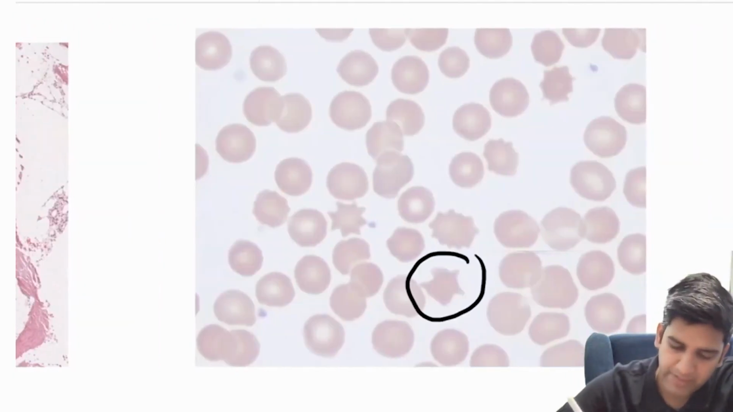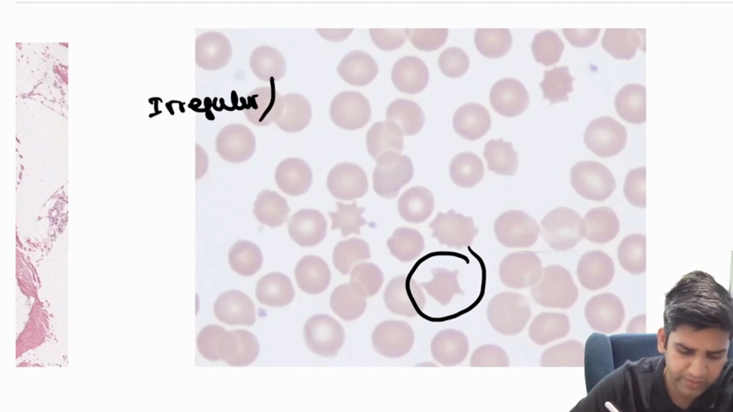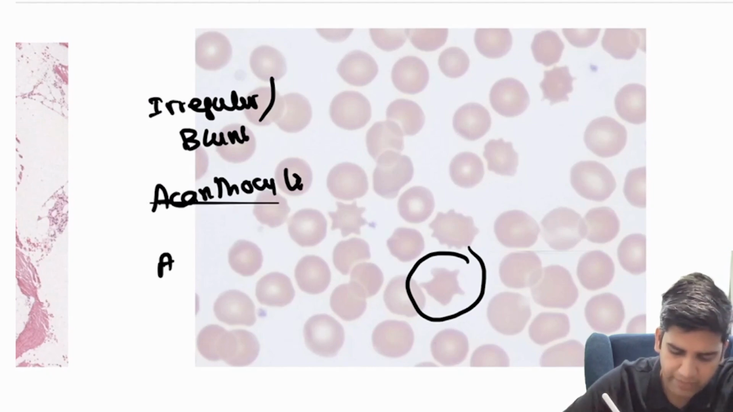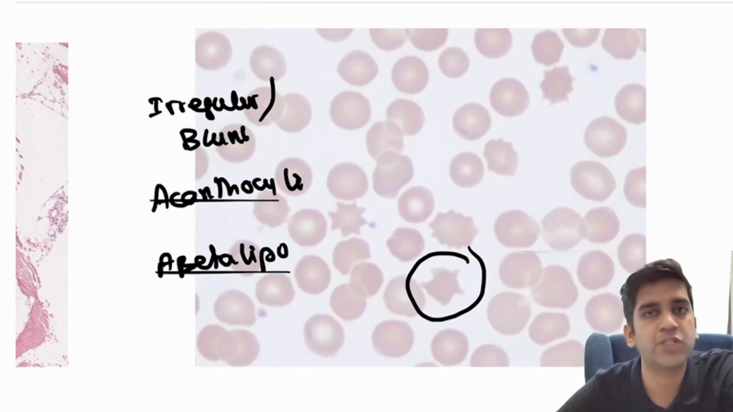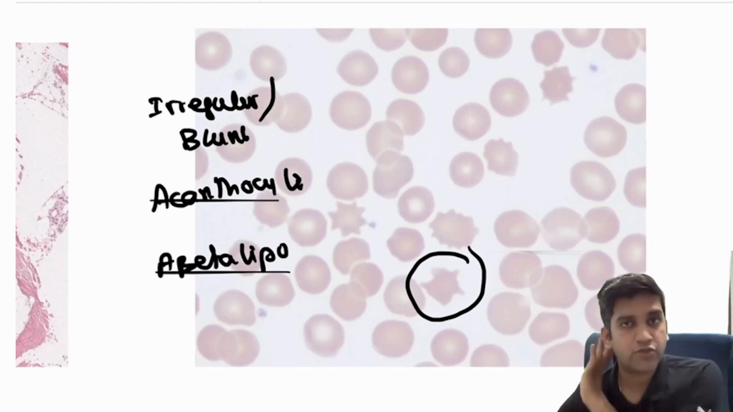When you have an RBC which is very, very irregular, and the irregularities are blunt, not very sharp, I call them acanthocytes. One question which has been repeatedly asked is a condition called abetalipoproteinemia, where you have acanthocytes with malabsorption or a digestive problem. Because this patient cannot absorb beta lipoprotein, I have this finding.